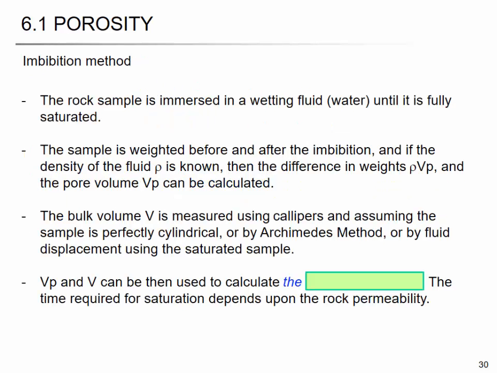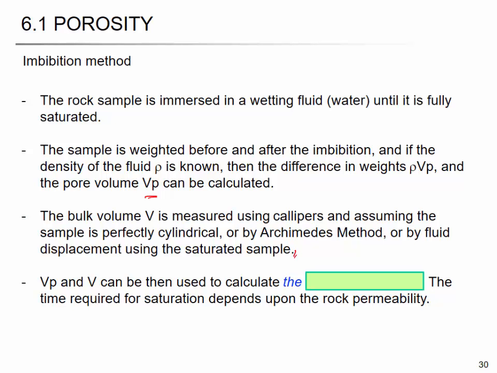And the imbibition method is the typical method. You just immerse it in a wetting fluid, like water, and wait until it's fully saturated. And then you weigh it before and after the imbibition. And the density of the fluid, water, is generally known. So the difference in weight gives you the pore volume, right? Bulk volume is measured using calipers, assuming the cylindrical shape, or the Archimedes method, or by fluid displacement using the saturated sample. We'll talk about this one soon.